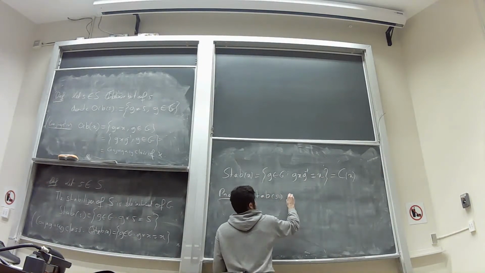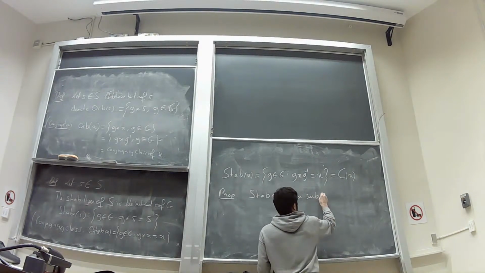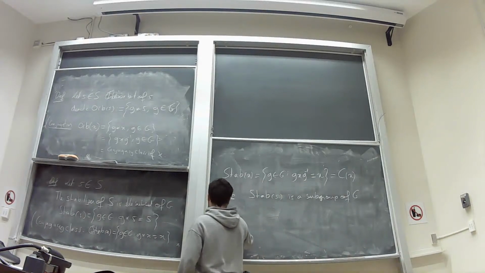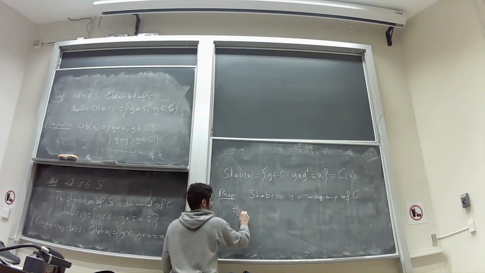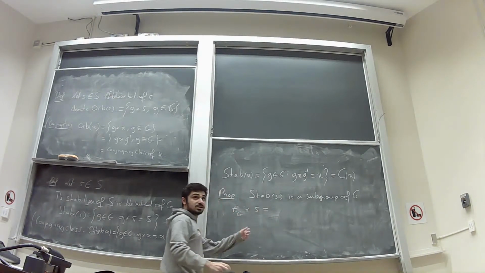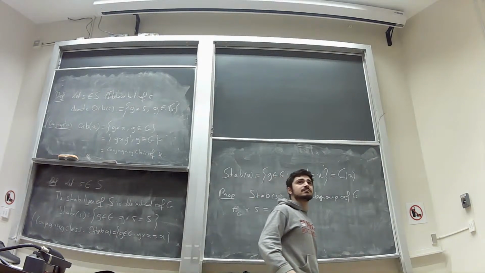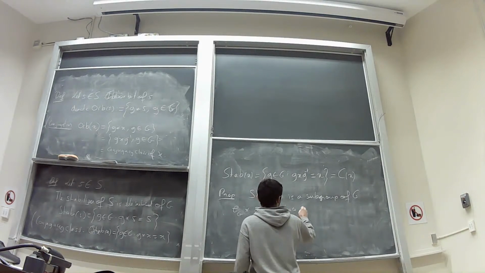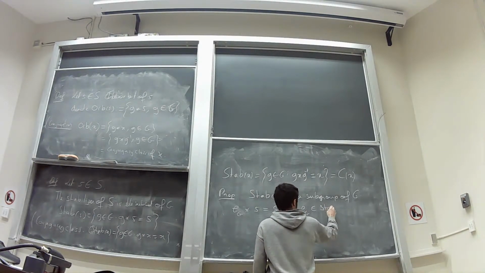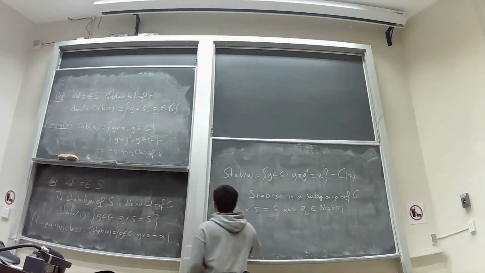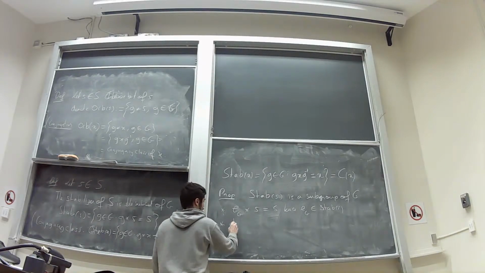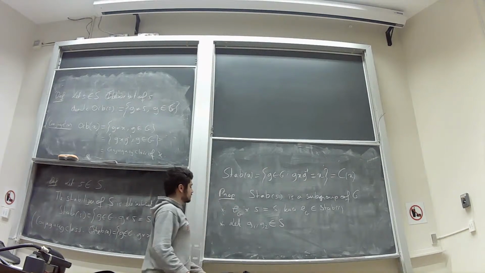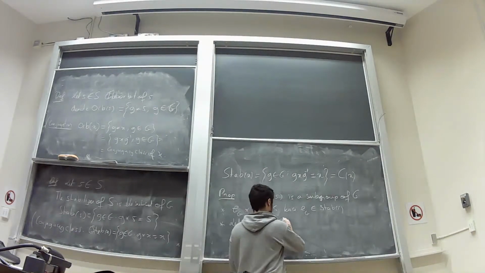Stab S is a subgroup of G. So what is E star S? This is just by the group axioms, just S. Hence, E of G belongs to stab S. Now let G1, G2 belong to stab S.